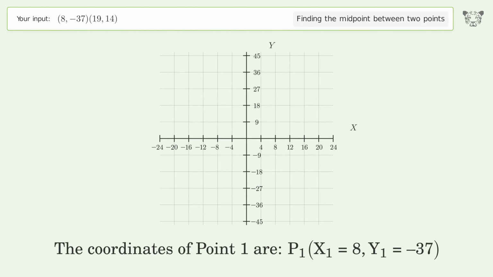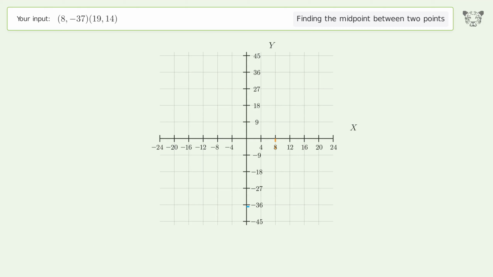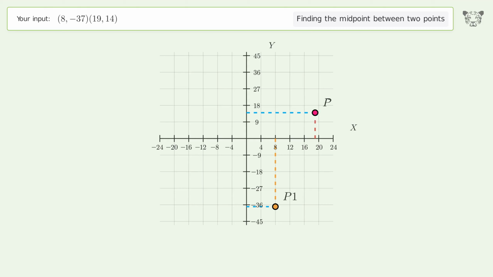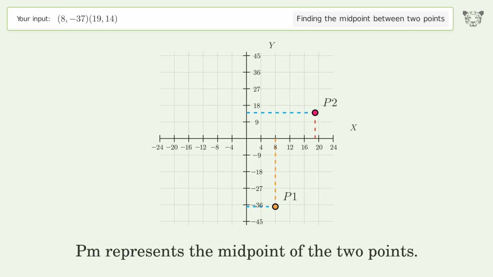The coordinates of point 1 are, x1 equals 8, y1 equals negative 37. The coordinates of point 2 are, x2 equals 19, y2 equals 14. PM represents the midpoint of the 2 points.